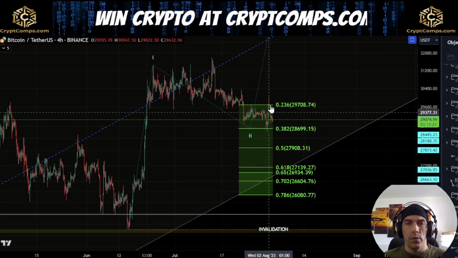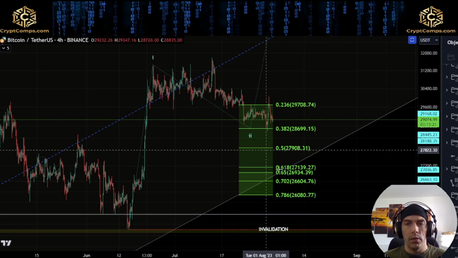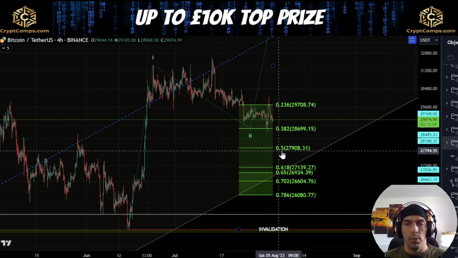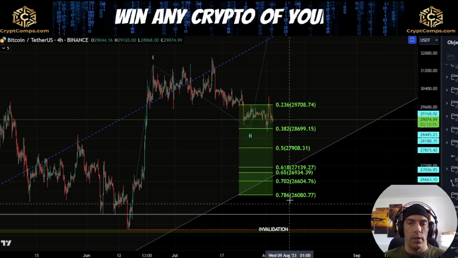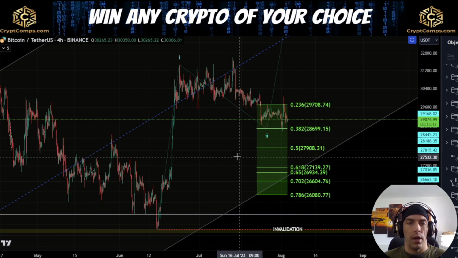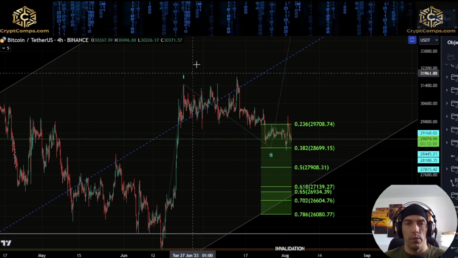If we see price continue to push down here one more time, other target areas that we could be looking to target would be this 50% to this 786 area here, at this 27,908 to this 26,080 level. So this would be our support zone for this bullish count.